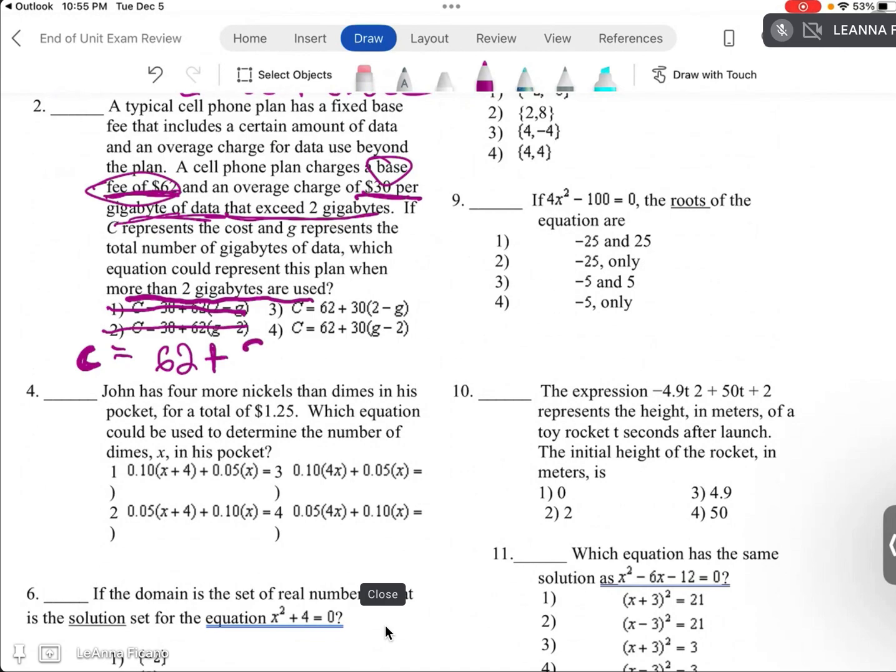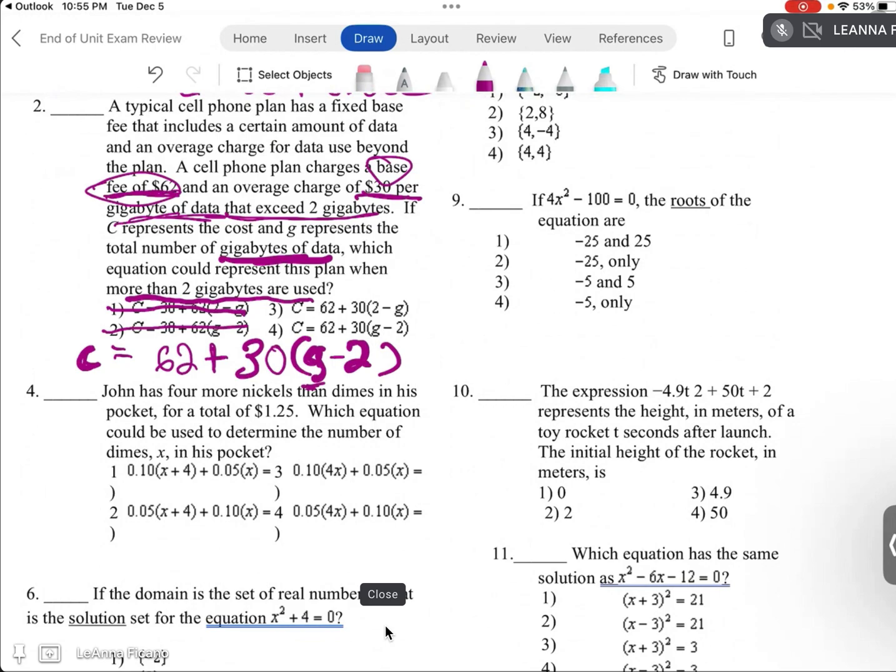So I know it's going to be 30 here, and I want to see what's going to go inside. If C represents the cost and G represents the total number of gigabytes of data, which equation could represent this plan when more than 2 gigabytes are used? We're going to put the total gigabytes minus the 2, because it's $30 per gigabyte after the 2 was used. So it's not 2 minus the rest of the gigabytes, but all of the gigabytes minus the first 2.